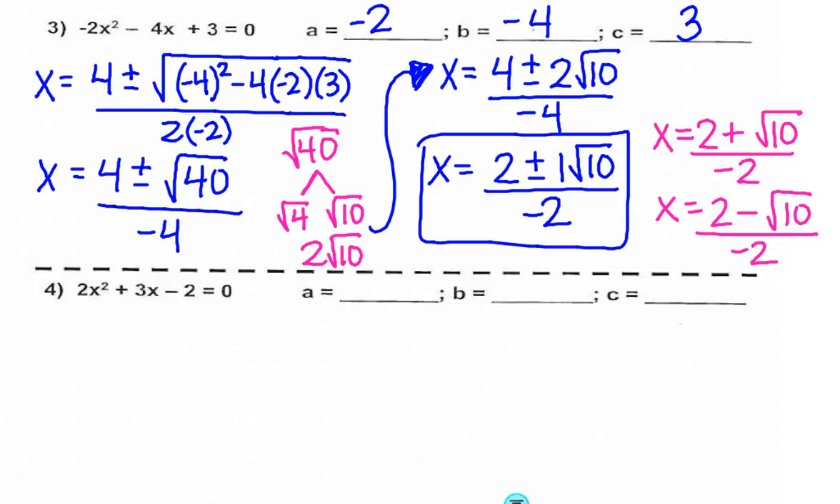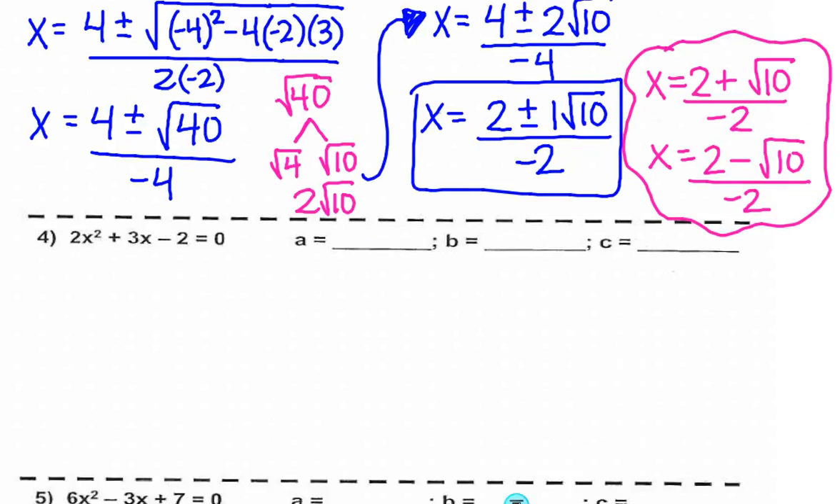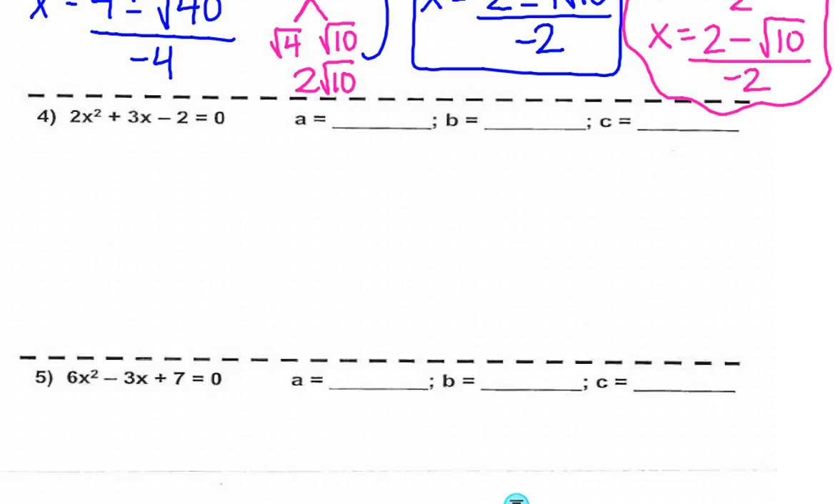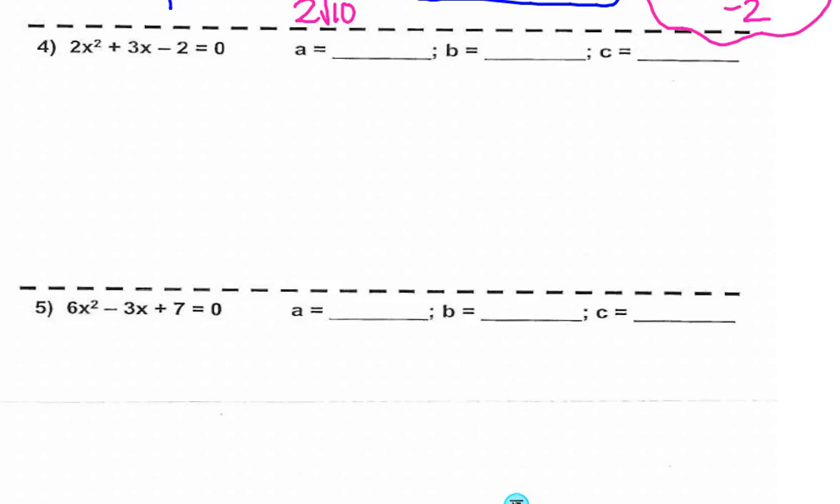So again, either of these answers would be totally fine for me. Okay. Perfect. So let's go ahead and move down to example number 4. I have a is equal to 2, b is equal to 3, and c is equal to negative 2. Okay, so now I'm going to plug these things in.